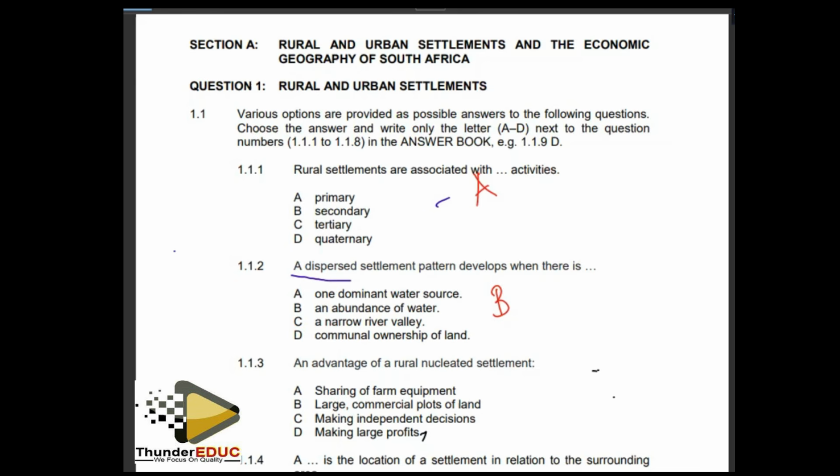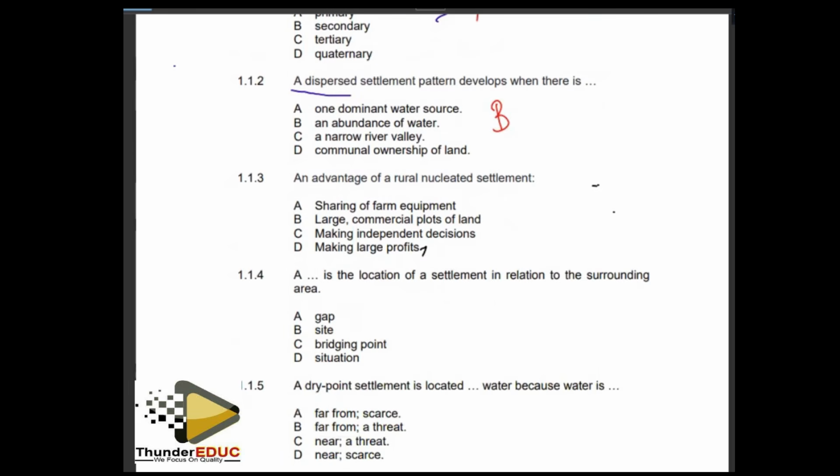So if it's abundance of water, that means water is spread in areas, people can stay where they want, and therefore they are going to result in that dispersed settlement. So that is B. 1.1.3, an advantage of a rural nucleated settlement. Okay, nucleated settlement, what's the sharing of farm equipment, rural area. Large common product, that one's wrong.